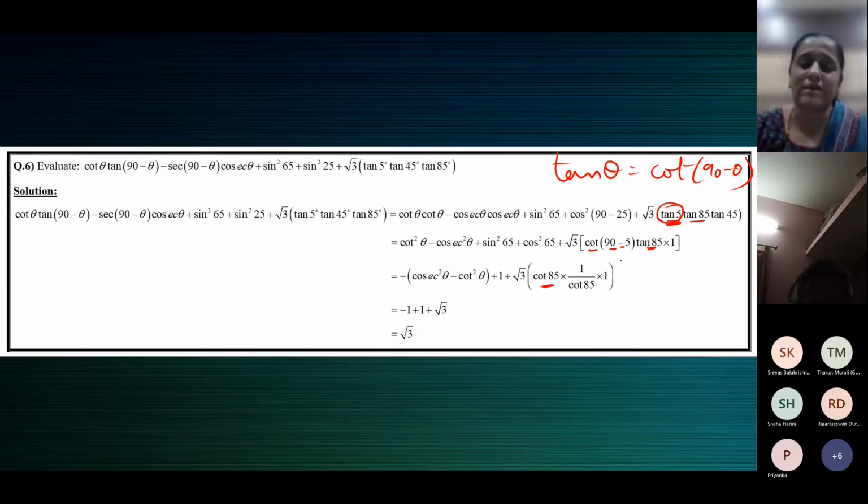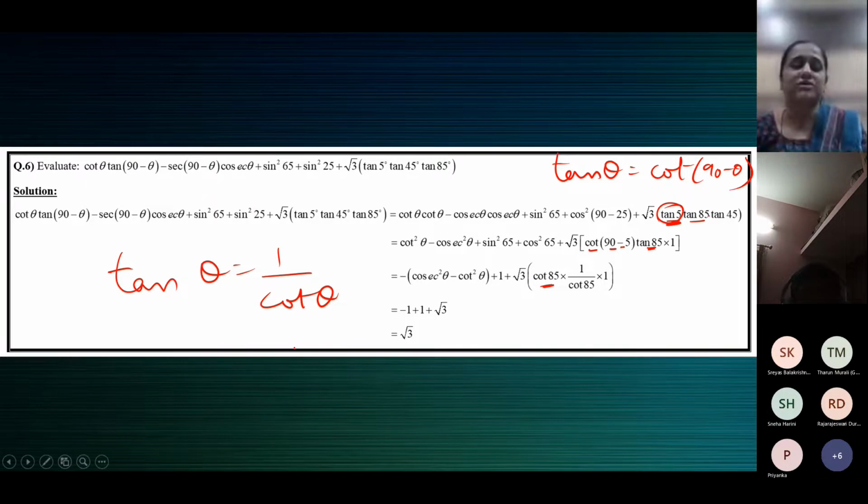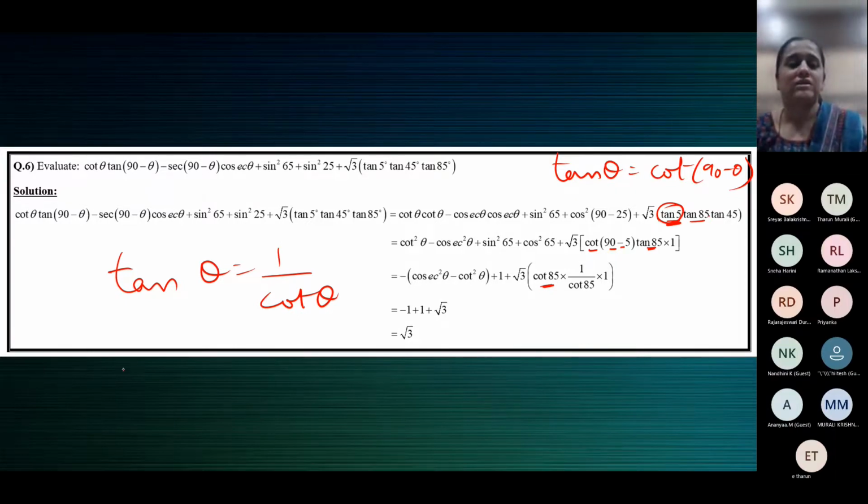And this tan 85 can be written as 1 by cot 85. One part is using complementary ratios, the other part is using reciprocal ratios, because tan theta is equal to 1 by cot theta. So literally we're using everything in trigonometry here: complementary ratios, trigonometric identities, reciprocal ratios and the value from the table. Tan 45 is 1 from the table. Sine square 65 plus cos square 65 is 1, a trigonometric identity. Tan 90 minus theta is cot theta, complementary ratios. Tan 85 degrees is 1 by cot 85 degrees, reciprocal ratio. So this one answer uses all the concepts in trigonometry.